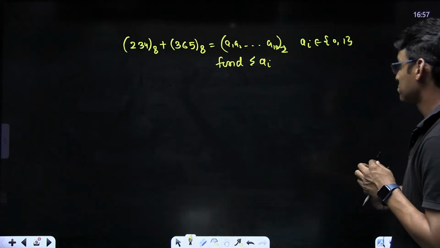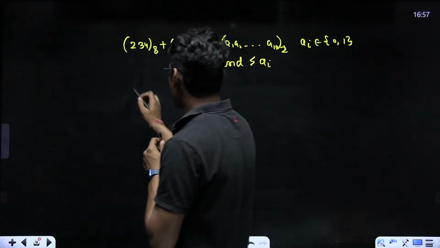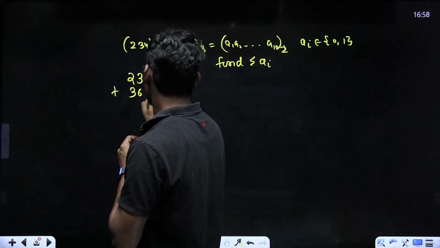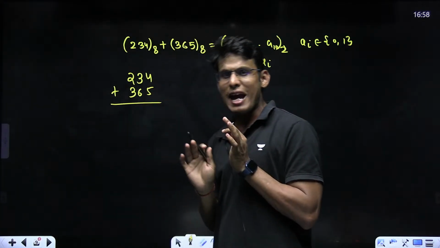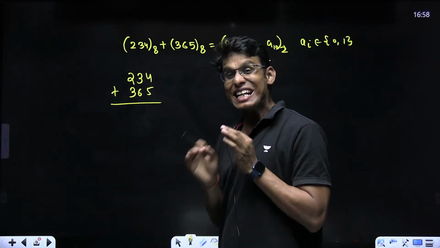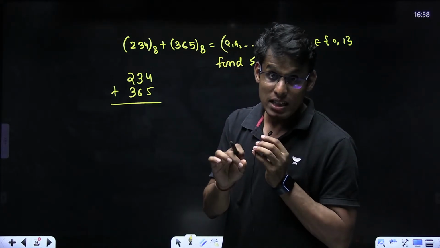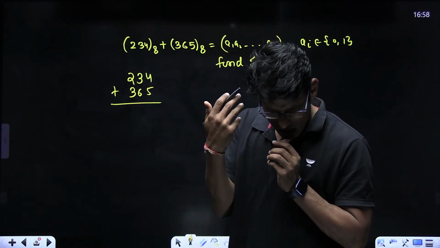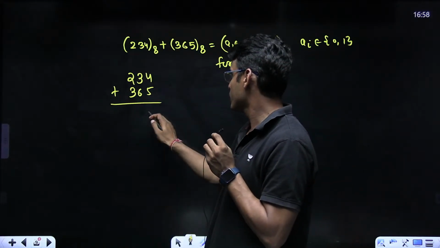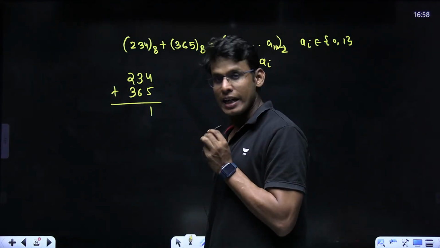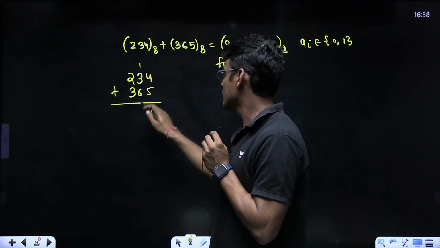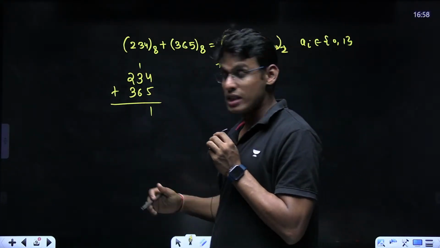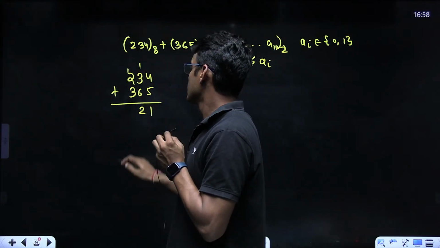Four. So what I'm doing here, let me add in base 8. Now, you just simply have to add. 5 plus 4 is 9. What is 9 in base 8? 11. 8 is 10. Carry over 1. 6 plus 3 plus 1 is 10. What is 10 in base 8? 12. 3 plus 2, 1.